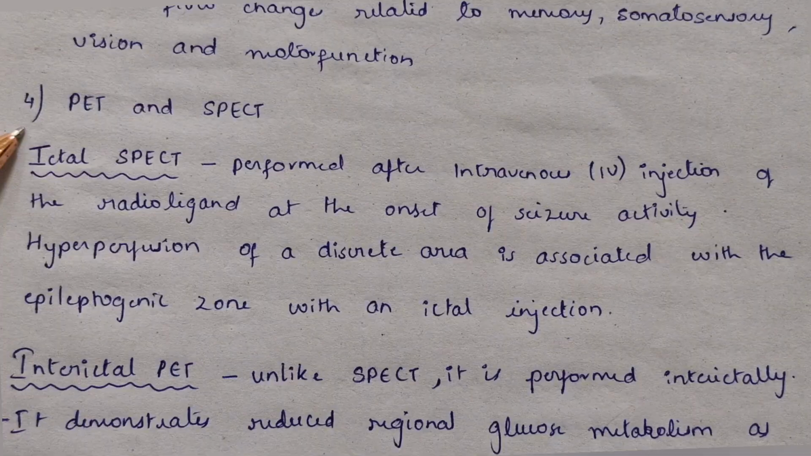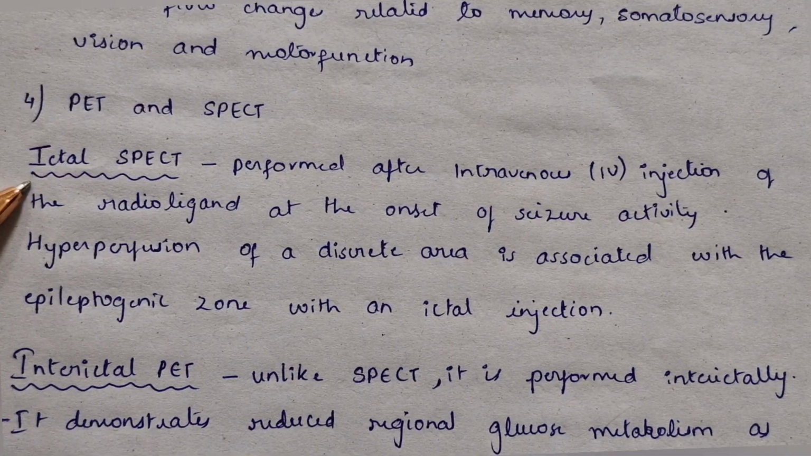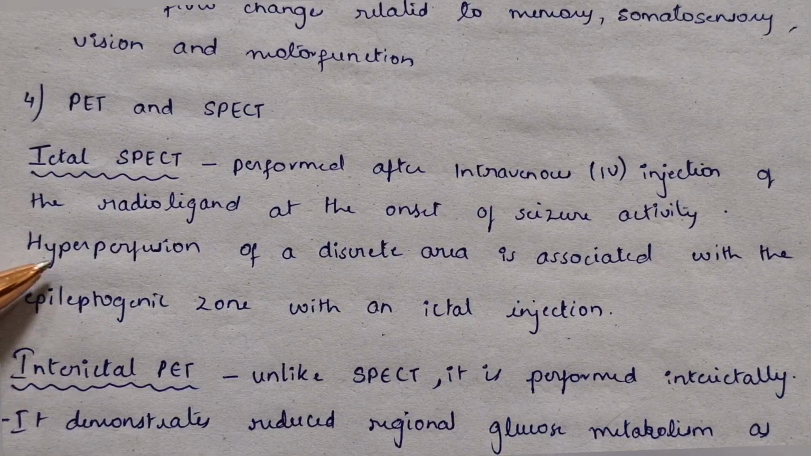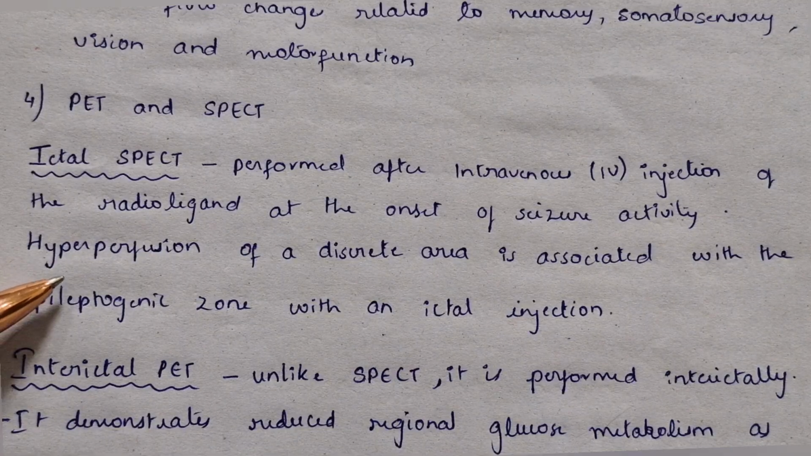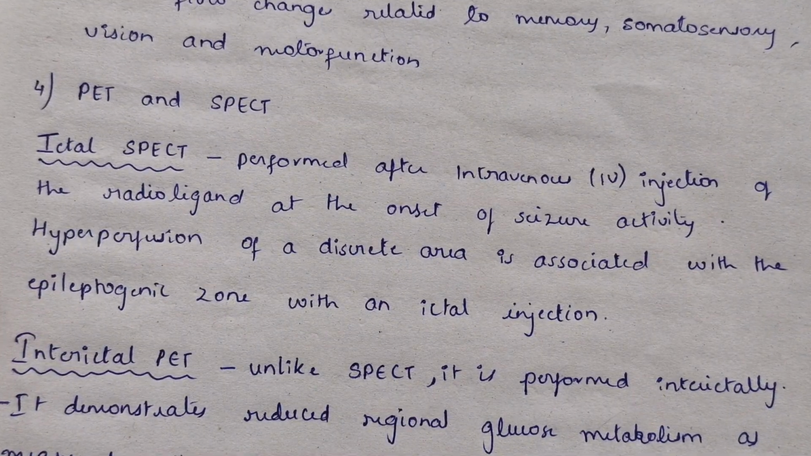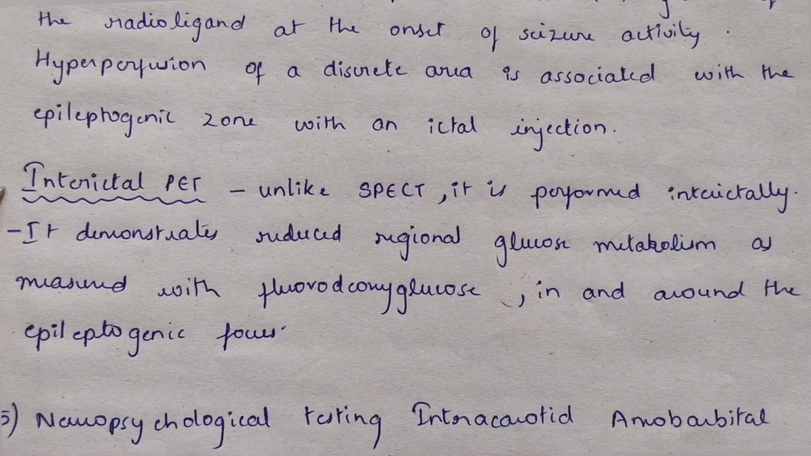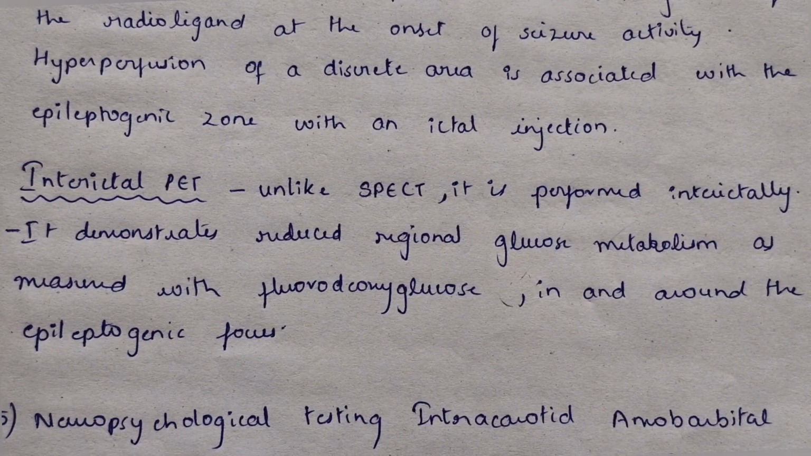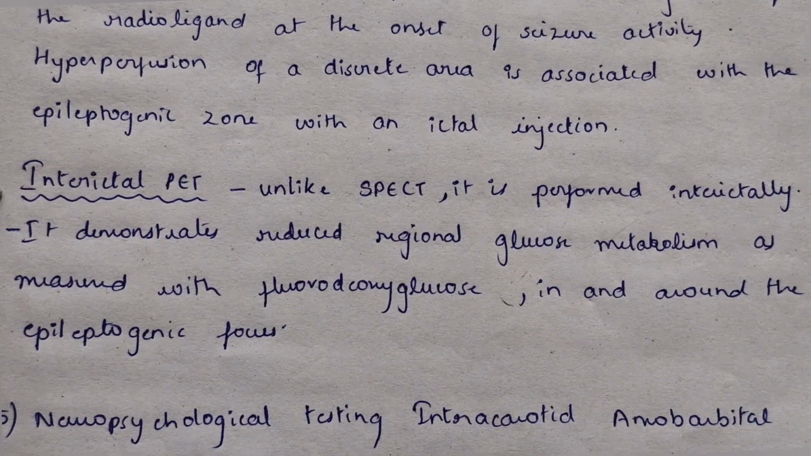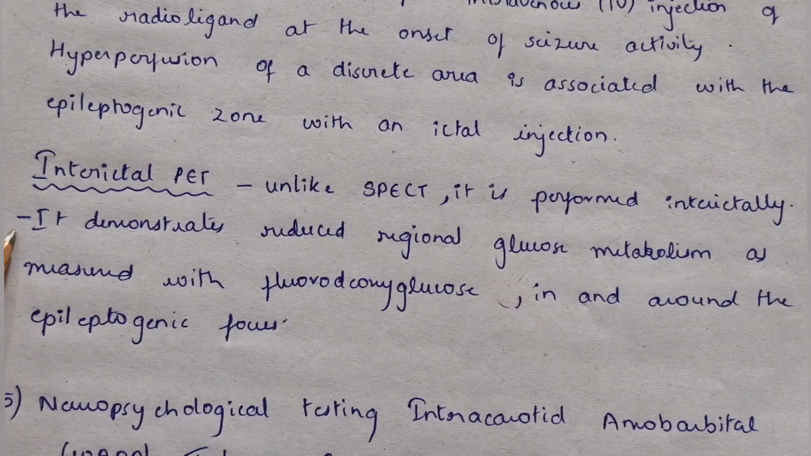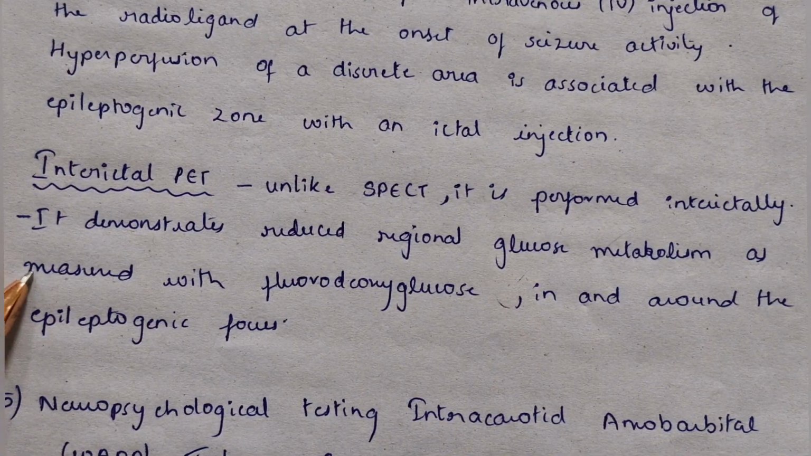PET and SPECT. Ictal SPECT is performed after intravenous injection of the radioligand at the onset of seizure activity. Hyperperfusion of a discrete area is associated with the epileptogenic zone with an ictal injection. Interictal PET, unlike SPECT, is performed interictally. It demonstrates reduced regional glucose metabolism as measured with fluorodeoxyglucose in and around the epileptogenic focus.